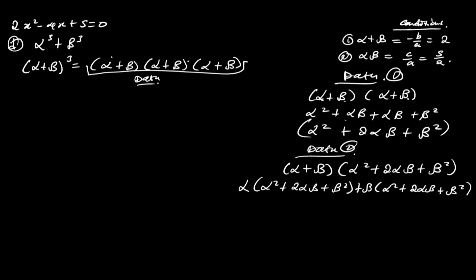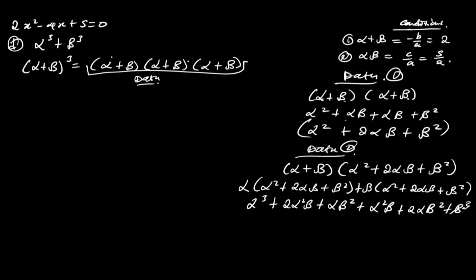The alpha times alpha squared is alpha cubed. Then alpha times 2 alpha beta is 2 alpha squared beta. Then alpha times beta squared is plus alpha beta squared. Then beta times alpha squared is alpha squared beta. Then beta times 2 alpha beta is plus 2 alpha beta squared. Then beta times beta squared is beta cubed. Alright, so we have beta cubed.